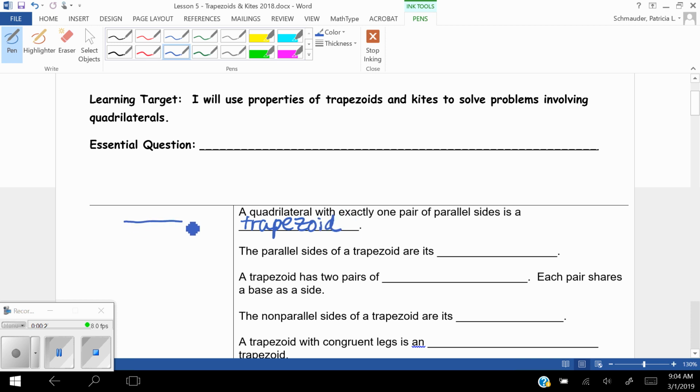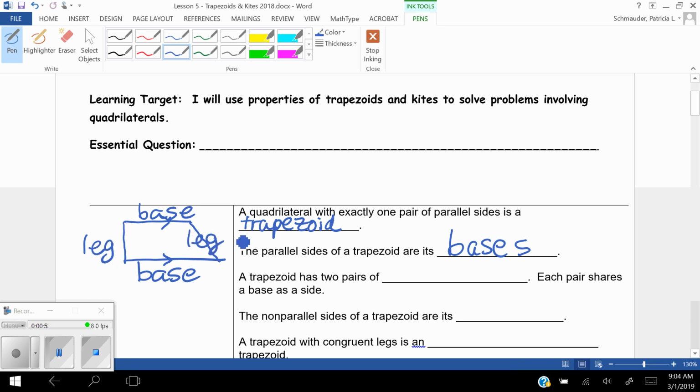So here's what a trapezoid looks like. Here would be my parallel sides. Quadrilateral. The parallel sides are called the bases of the trapezoid. So here's a base, here's a base, and the other two sides are called the legs. So here's a leg and here's a leg.